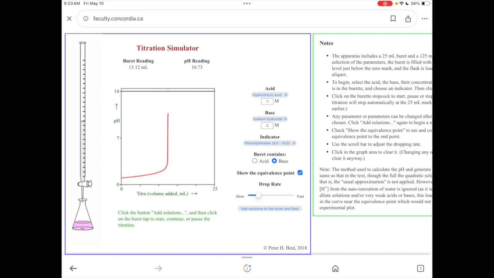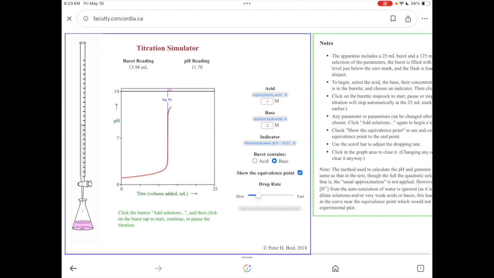That is how we know that the equivalence point has been reached. That is the point at which the moles of acid that started out in the beaker are equal to the moles of base that got added from the burette. Now I'm going to let this drip continuously, and you can see it marks the equivalence point.